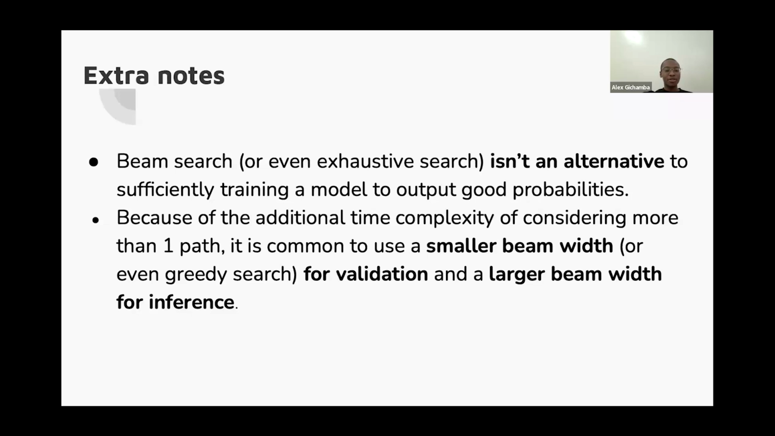Also, because of the additional time complexity of considering more than one path, people tend to use a smaller beam width for validation and then use a larger beam width for inference. So you're reducing your training time by not having a very large beam width while validating. And some other extra notes on the next slide.